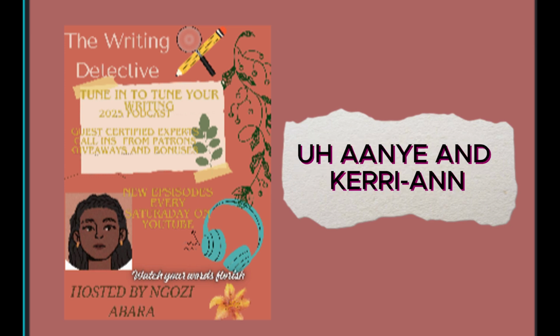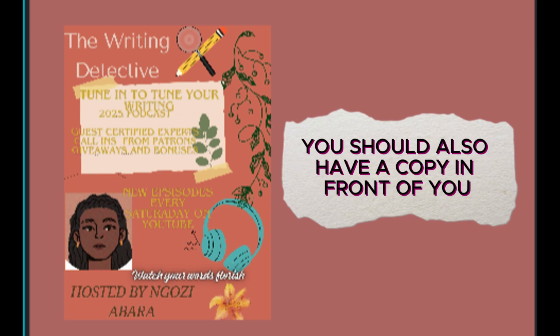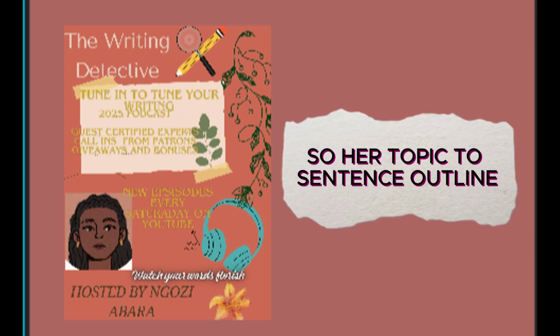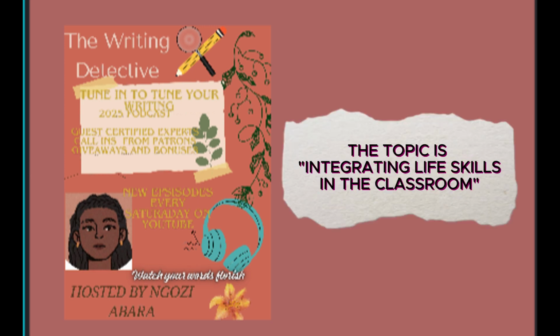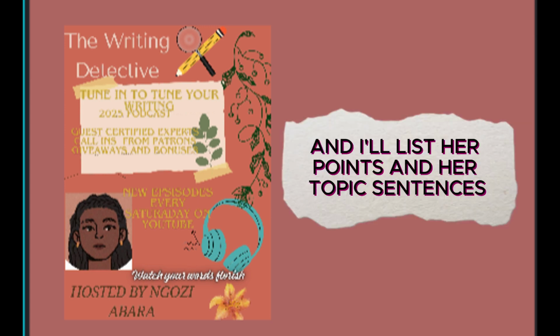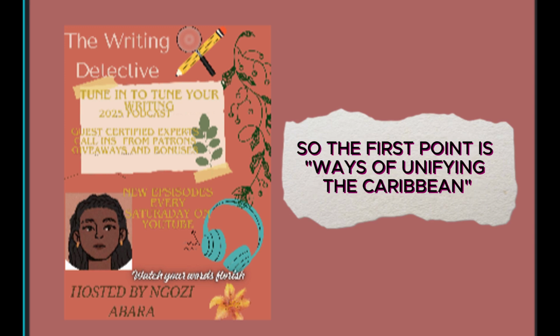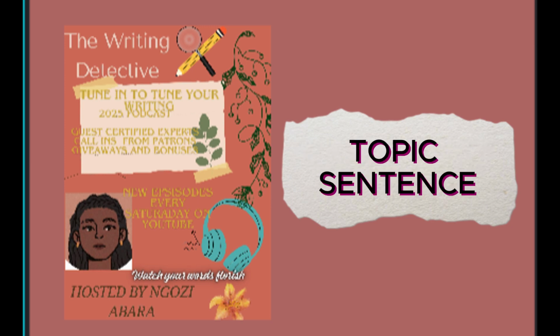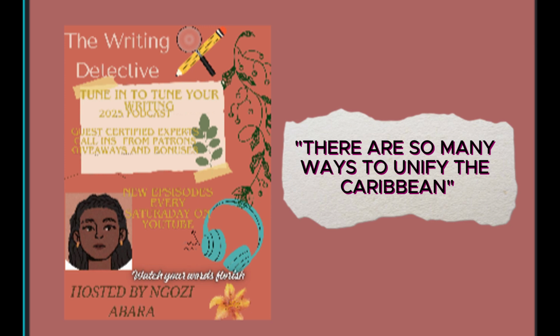Anye and Carrie Ann, you should also have a copy in front of you. So, her topic to sentence outline, the topic is integrating life skills in the classroom. Thesis statement is how to unify the Caribbean, and I'll list her points and her topic sentences. So, the first point is ways of unifying the Caribbean. Topic sentence: there are so many ways to unify the Caribbean.